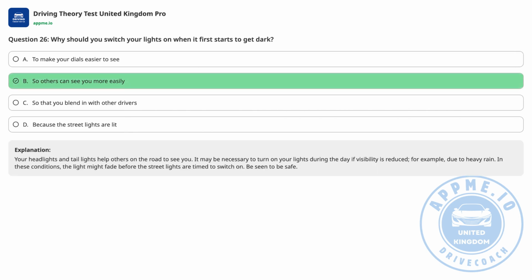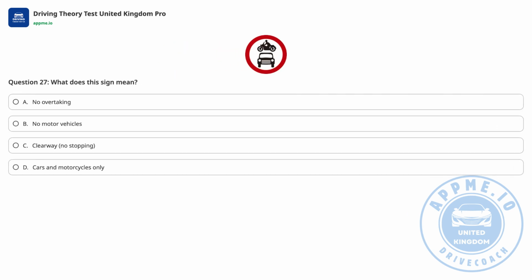The correct answer is B. Question 27. What does this sign mean? A. No overtaking. B. No motor vehicles. C. Clearway. No stopping. D. Cars and motorcycles only.